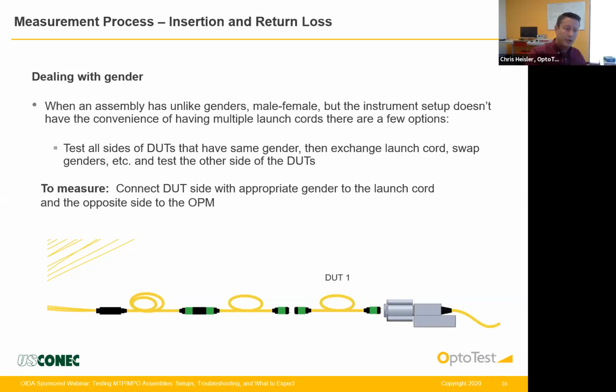We're going to measure insertion loss and return loss on the female side of this DUT. Then we're going to measure insertion loss and return loss on the female side of DUT2. Then we're going to go through all of our DUTs and measure insertion loss and return loss on all of the female connectors.